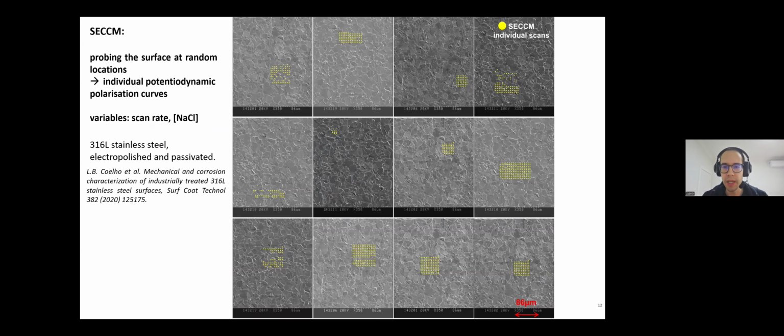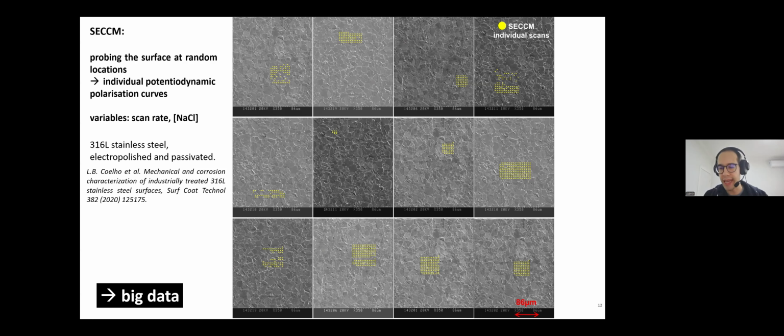In the two particular case studies I will show, we scanned the surface of 316L stainless steel, and we collected about 1,000 examples of polarization curves, potentiodynamic polarization curves. And this probing was done in a random fashion on the surface. Although the technique might allow us to control the location, we have done it without paying attention, let's say, to the locations of the scan. So take-home message, think in big data.